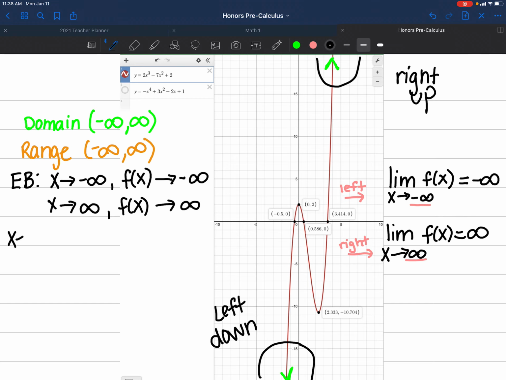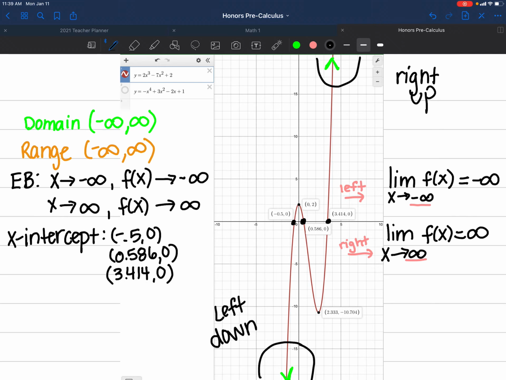So then I have my x-intercepts. In this problem, I have 3 of them. So I have 3 times that it crosses the x-axis. So I have negative 0.50, I have 0.586 and 0, and I have 3.414 and 0. So 3 times it crossed the x-axis. And then my y-intercept is going to be 0, 2.